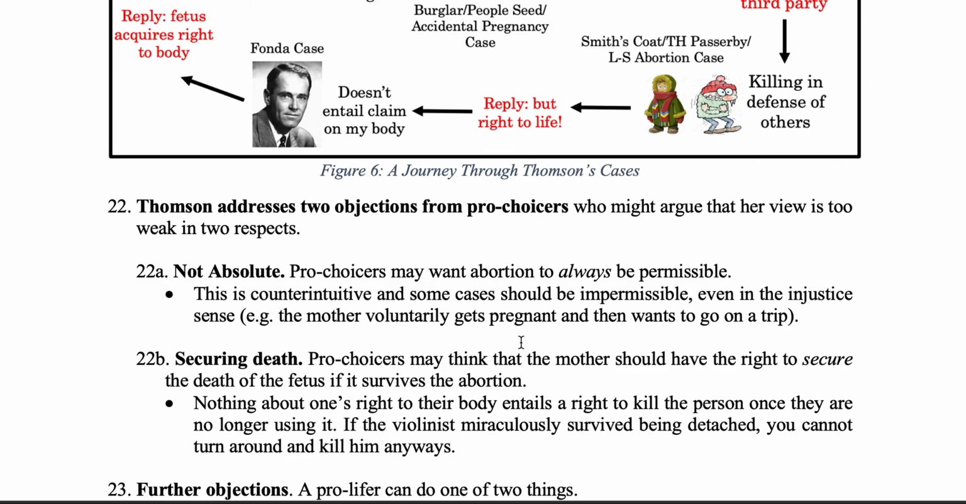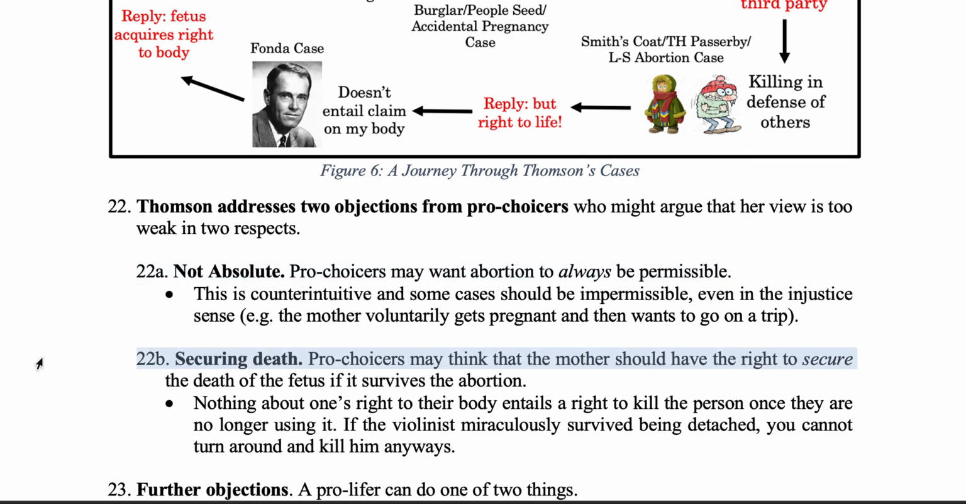So say the mother voluntarily gets pregnant and wants to go on the trip, right? You might even have some injustice there because it might be that after 9 months, as I mentioned earlier, maybe at that point the mom has granted the fetus a right to her body. But in any case, she does not want it to be absolute. Some abortions are going to be wrong.